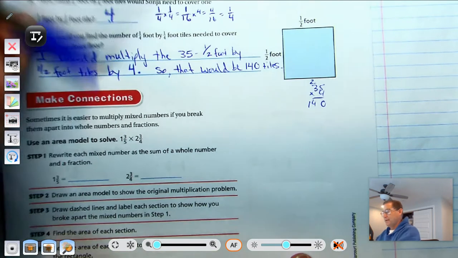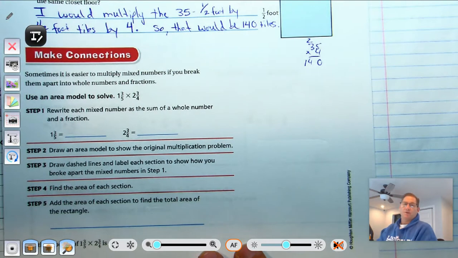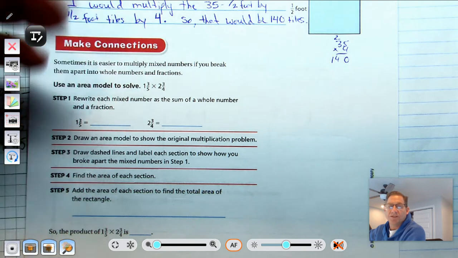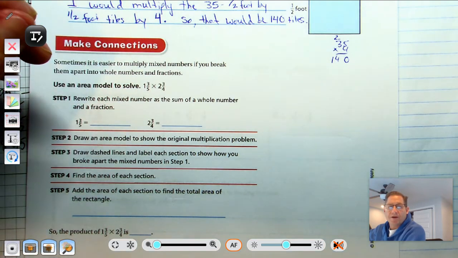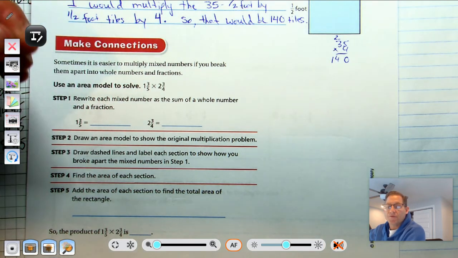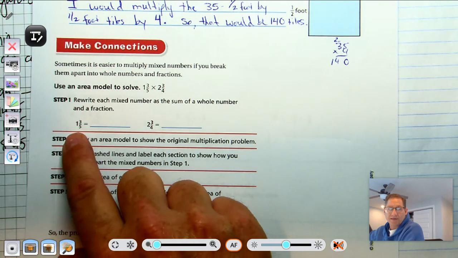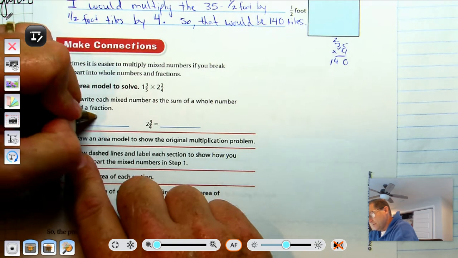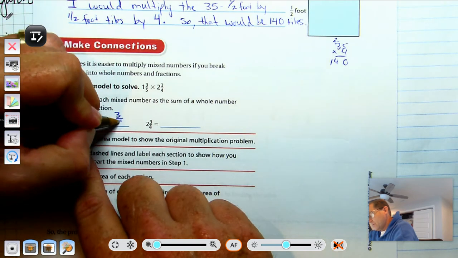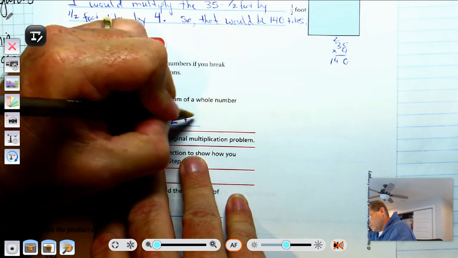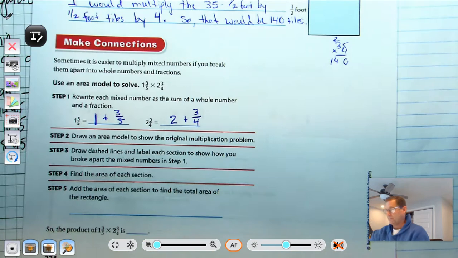All right. Another way we can do it. Sometimes it's easier to multiply mixed numbers if you break them apart into whole numbers and fractions. We have an area model that's 1 3/5 by 2 3/4, and we're going to rewrite each mixed number as the sum of a whole number and a fraction. So 1 3/5 means 1 plus 3/5, and 2 3/4 means 2 plus 3/4.